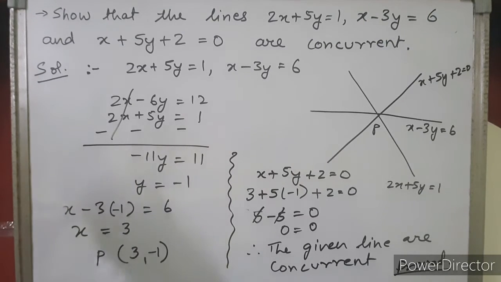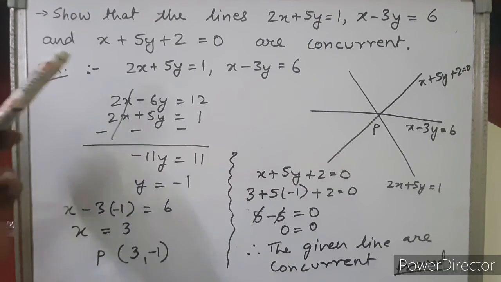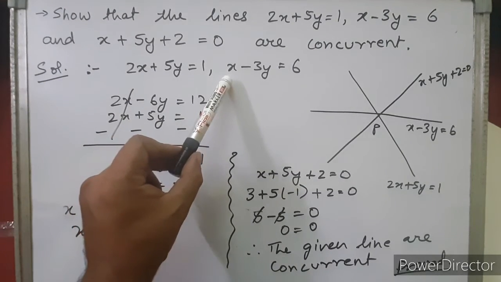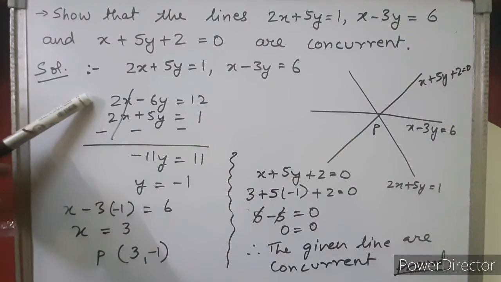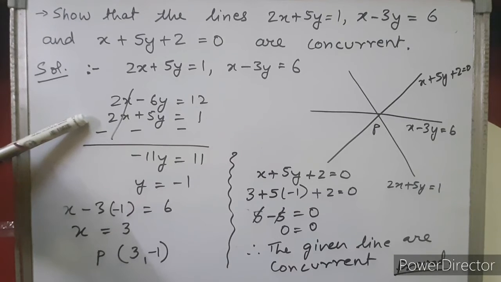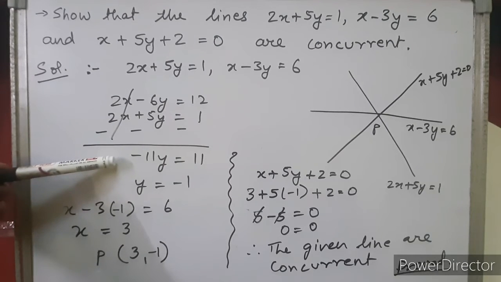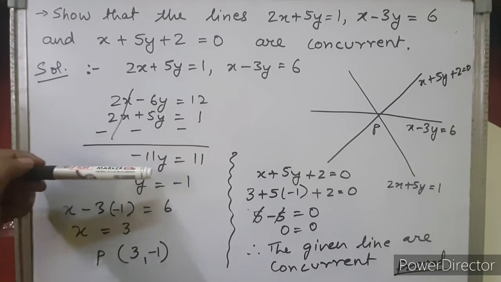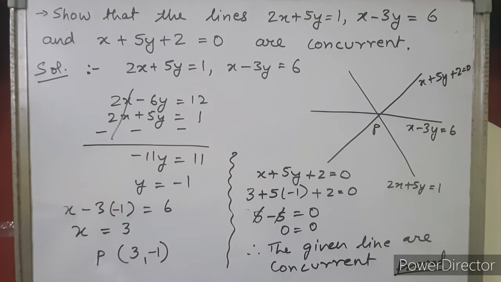Let's see the solution. I have taken the first two equations, 2x plus 5y equals 1, x minus 3y equals 6. Multiply by 2 here to make the coefficient of x the same. So it will become 2x minus 6y equals 12, and 2x plus 5y equals 1. Now subtract these two equations. 2x will get cancelled. Minus 6y minus 5y will become minus 11y. 12 minus 1 will become 11. So the value of y obtained is minus 1.